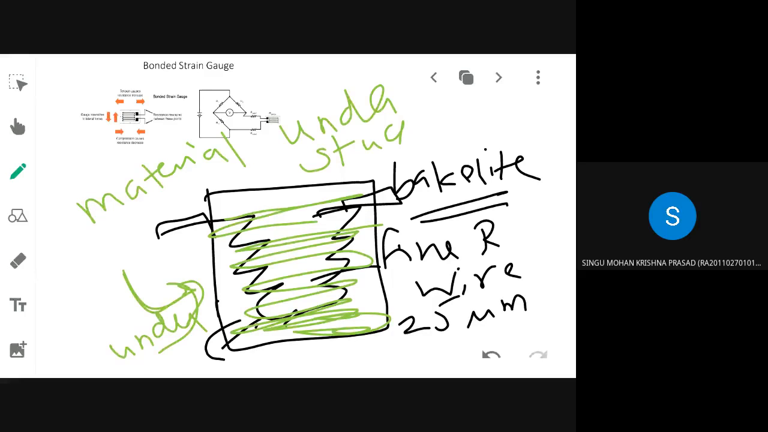Ma'am, once you repeat it, ma'am. Why is this called a bonded strain gauge? So you want me to repeat the entire constructional detail again, a third time? Is it so? Okay, anyways, I'm doing it.